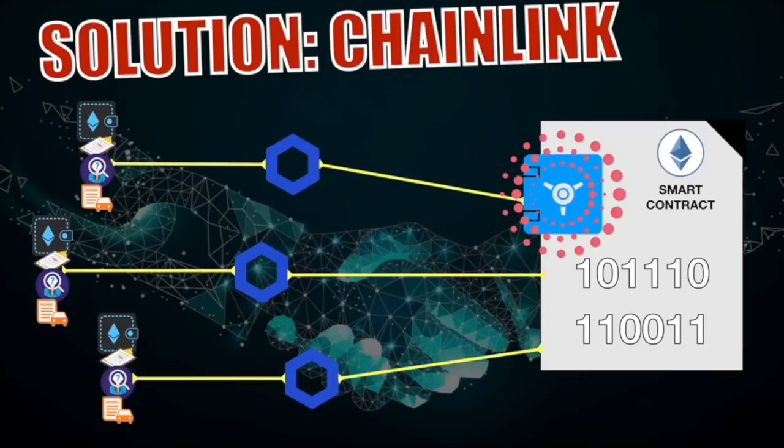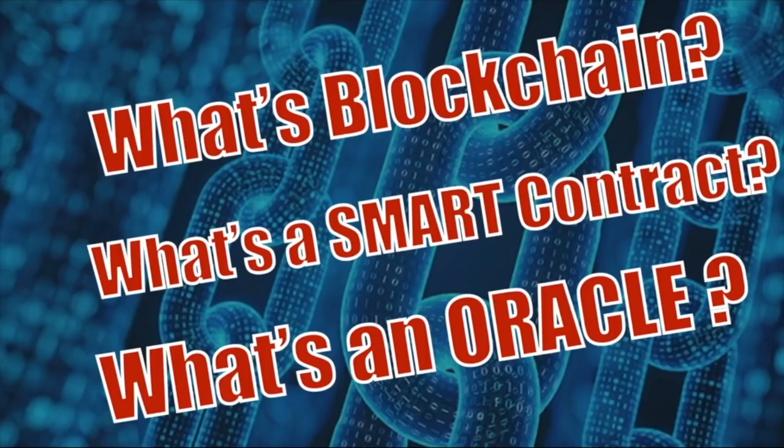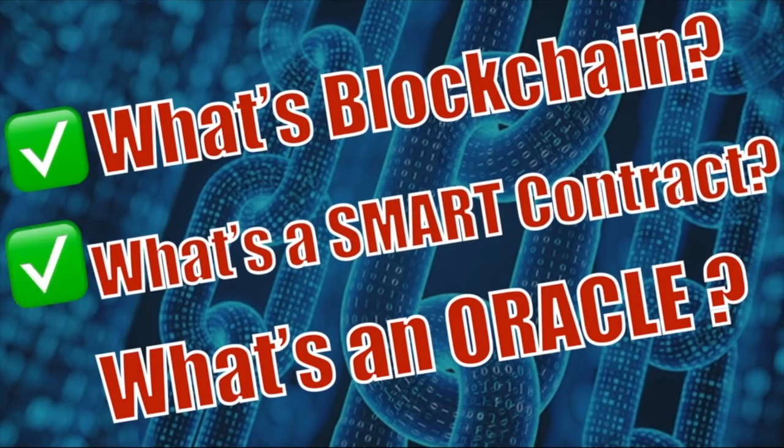So you can see why these types of oracles are going to be very important in the future, especially with all the different scams and hacking that is going on, which I see is going to be a major problem, which is why I believe in CHAINLINK. So I think we've answered the question of what's a blockchain, what's a smart contract, and what's an oracle.